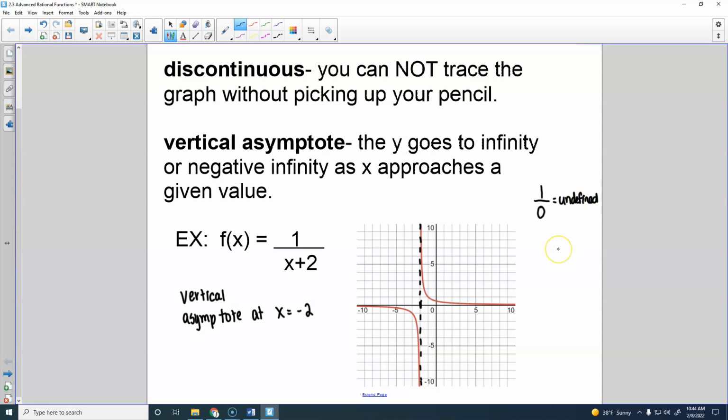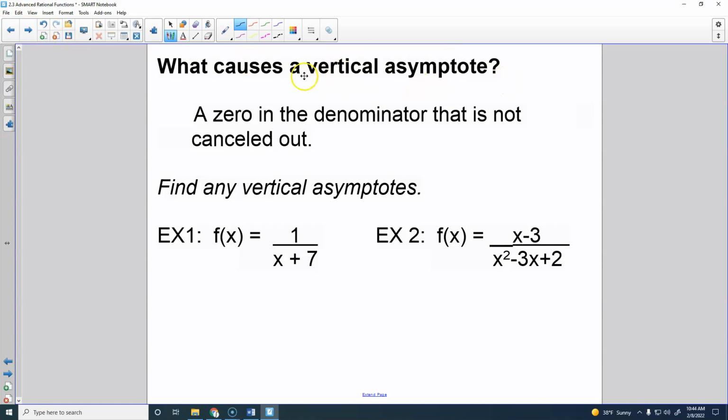Alright? And so if my denominator equals 0, then I have to have a discontinuity somewhere in my graph. So if I just had this equation, I could say x plus 2 equals 0, and I could just subtract that 2, and x would equal -2. There's my vertical asymptote there. So, we kind of already talked about this. What causes a vertical asymptote? A 0 in the denominator that is not canceled out. Okay? We'll talk about that canceling here in just a minute.